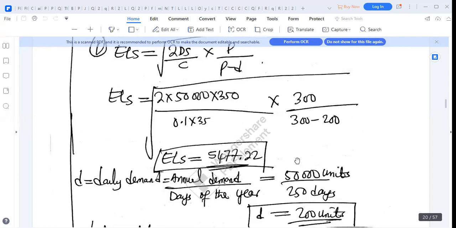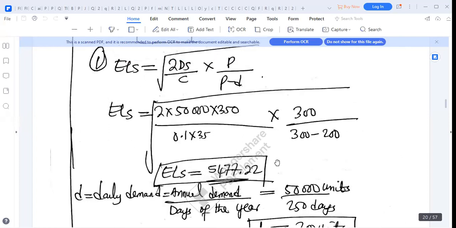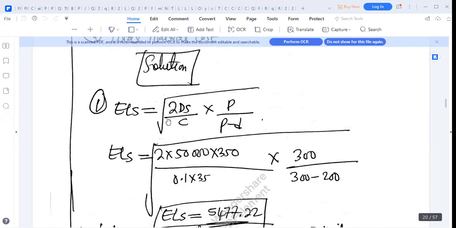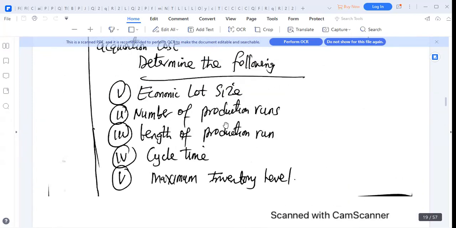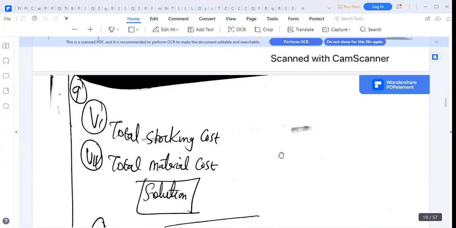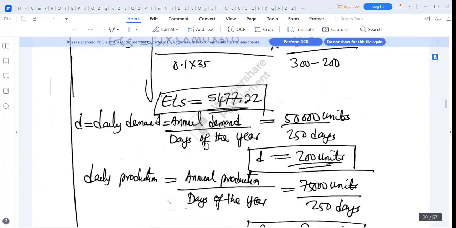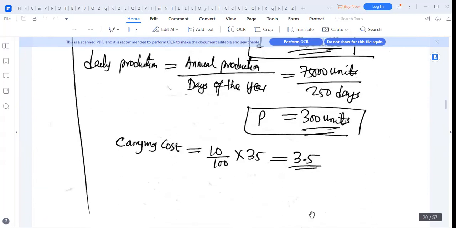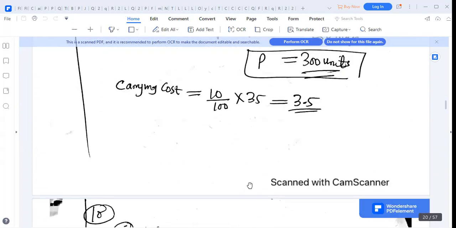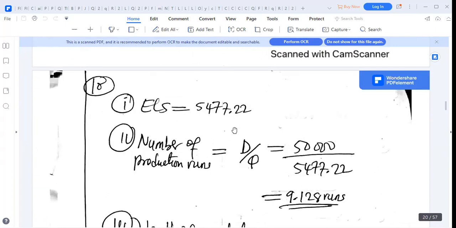So from here, we can calculate our economic lot size by incorporating this. We found our economic lot size is 5,127.22. If this is correct, it means that you get all the following questions correct. Like number of production runs will be equal to... Here is a breakdown: daily demand is annual demand divided by days of the year, daily production is annual production divided by the days of the year. Carrying cost is always a percentage of unit price. Economic lot size is our Q. So this is our Q.